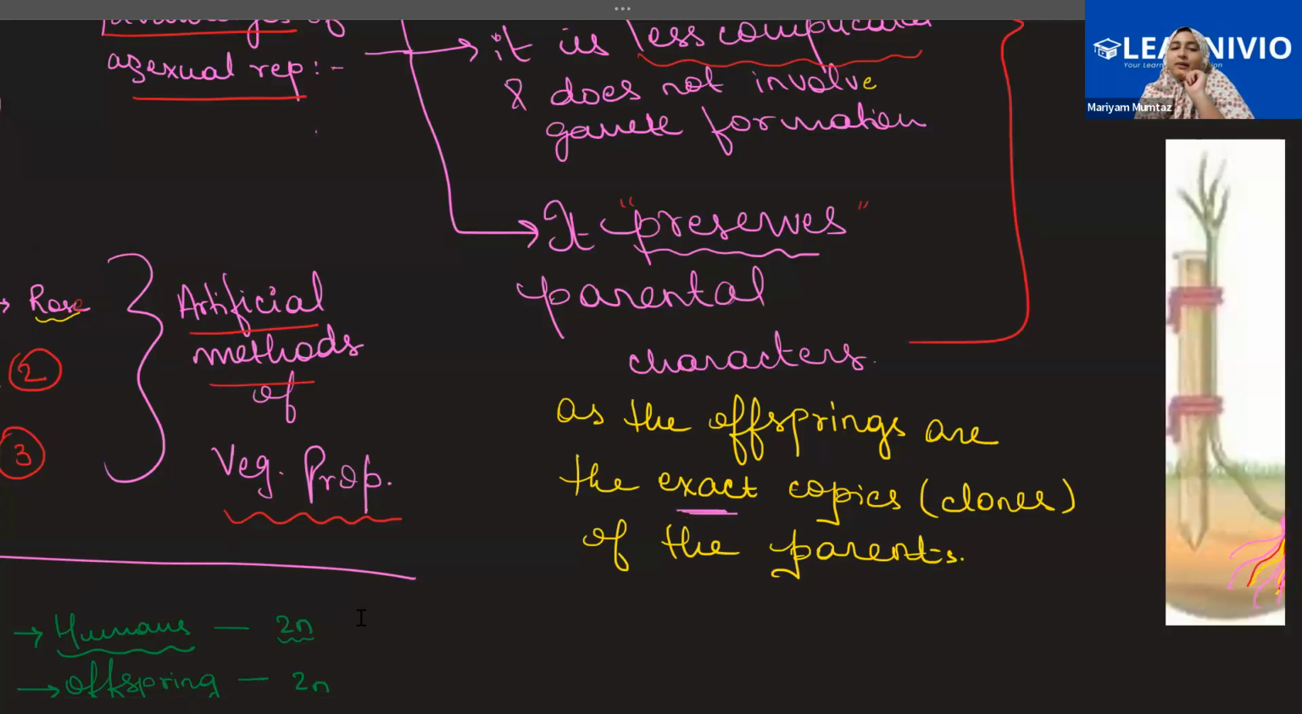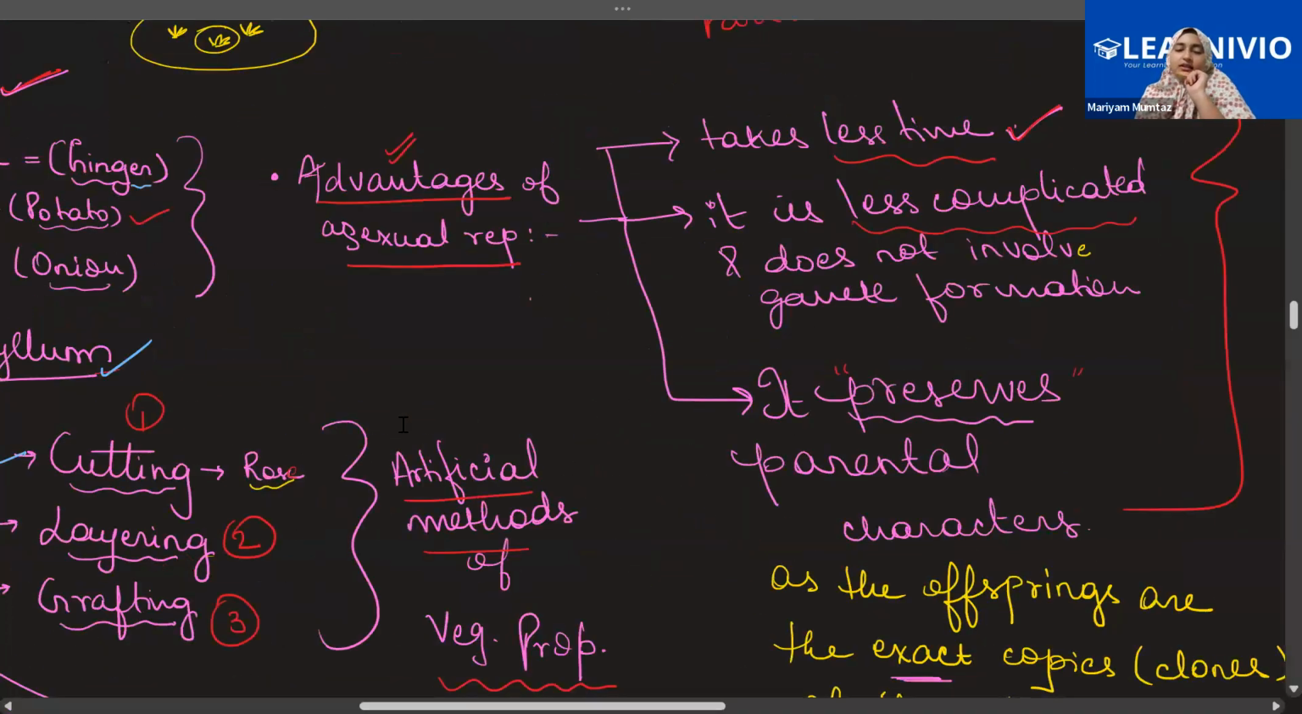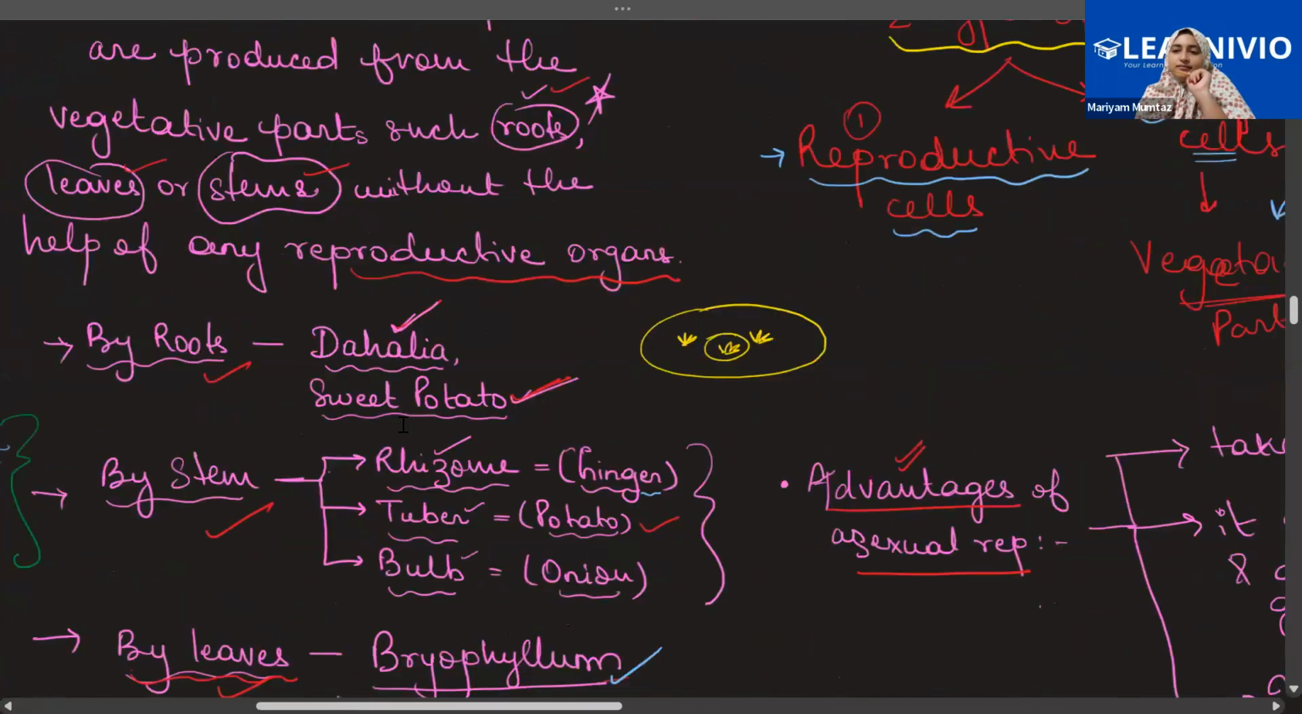So basically, we have completed the asexual reproduction part of this chapter. Now, people, tell me if you have any doubts, anything you want to ask?